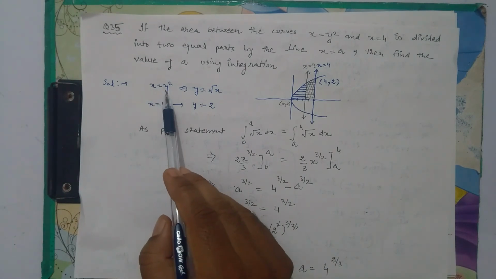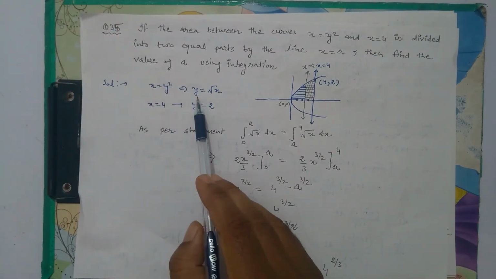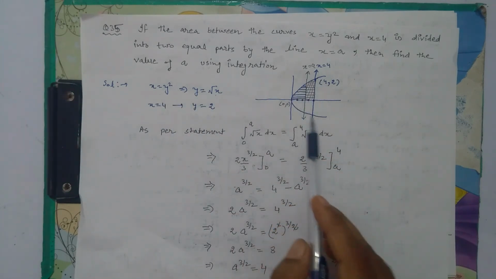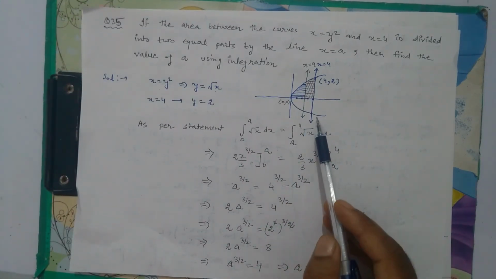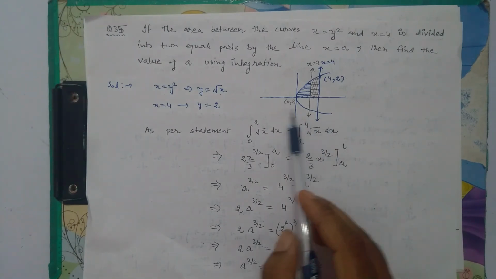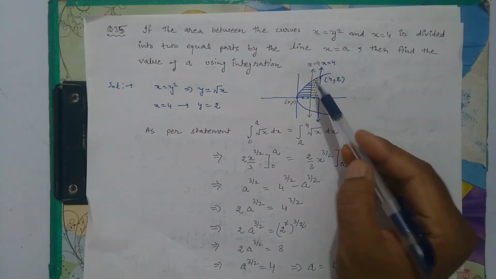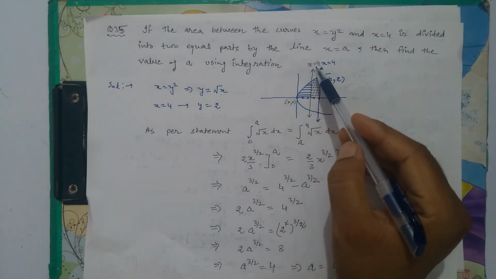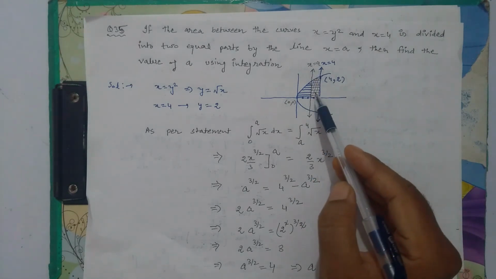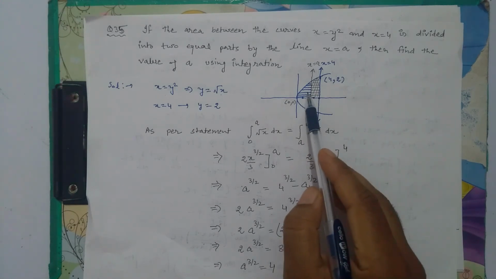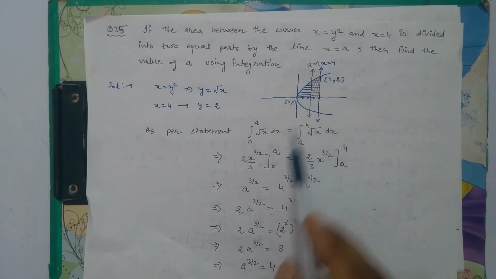Let x is equal to y square be the first curve, so y is equal to square root of x, meaning this is the right-handed parabola. This is the line x is equal to 4, and x is equal to a is another line which divides the whole area into two equal parts.